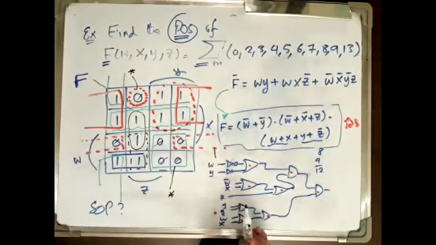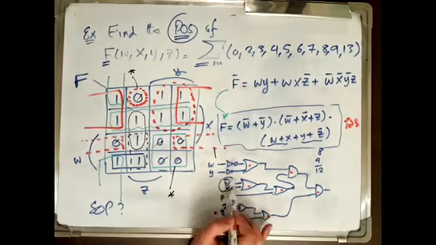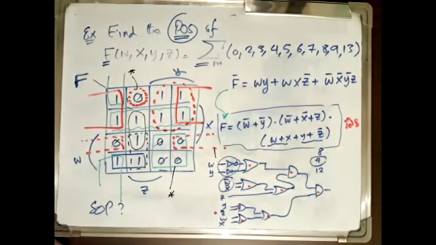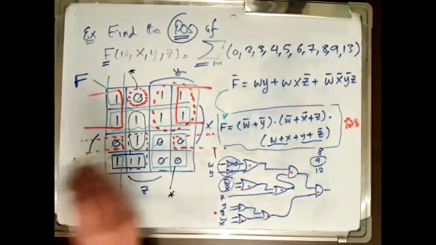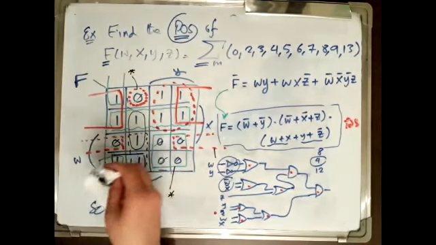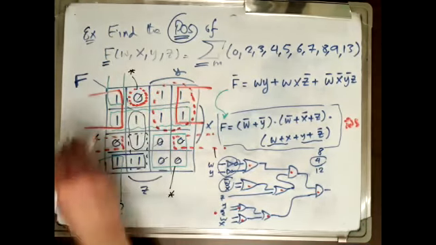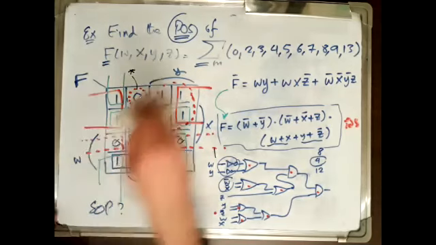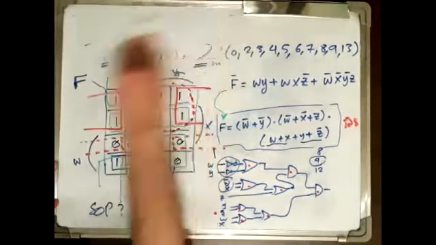But at the end of the day, when you want to implement this function, you need to use inverters. So that's why I counted them here. Okay. So please, if you are writing notes now or after the lecture, leave some space to find the SOP expression, draw the logic diagram using two input logic gates only, and compare the cost. Okay. Any question?